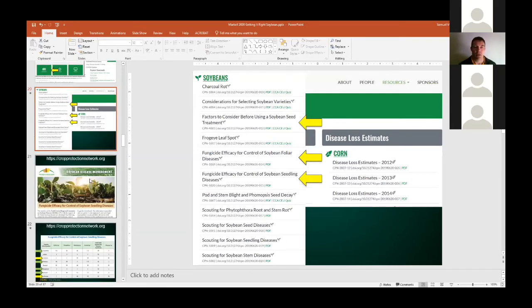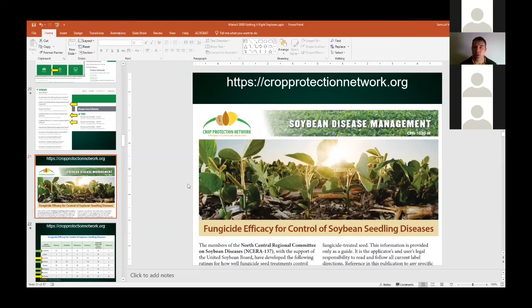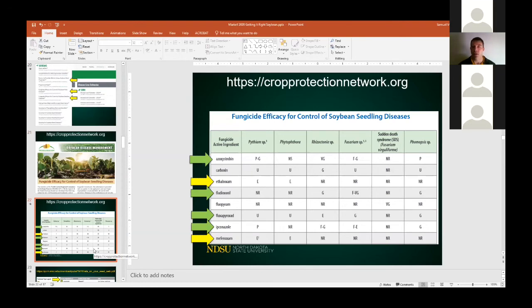All right, so this publication, and you can access that at the Crop Protection Network, this is what it looks like. And so we have this regional group, actually it's bigger than a region, and we put our data together and we evaluate some of these different chemistries for effectiveness. Okay, so this is part of the table that's on the back.